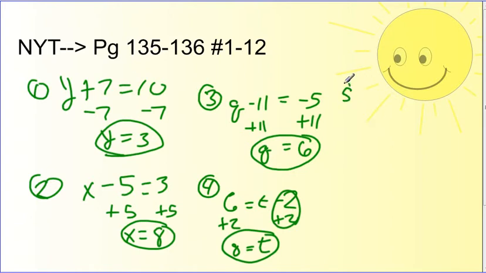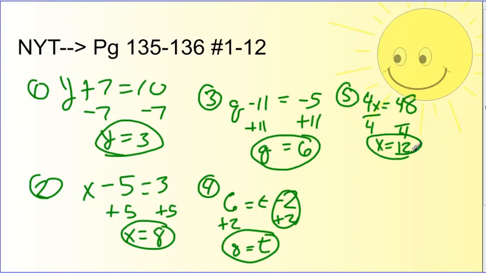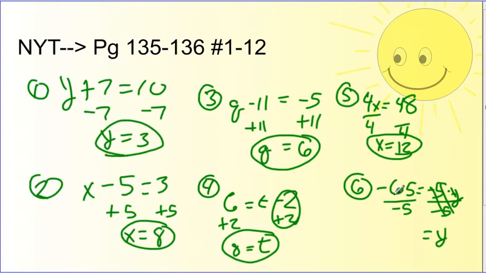Let's see, how about number 5? Says 4x equals 48. Variable is being multiplied by 4, so I divide by 4 on both sides. X equals 12. Number 6. Negative 65 equals negative 5y. Divide by negative 5, because the variable was being multiplied by negative 5, so I divide by negative 5. Y equals, gives me a positive 13.